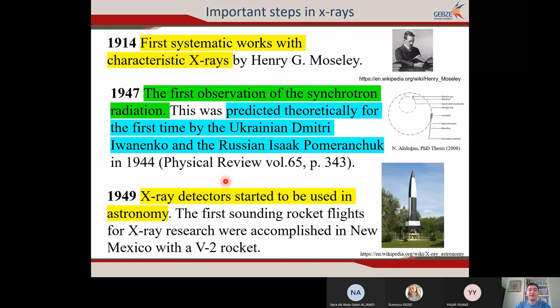In 1949, X-ray detectors started to be used in astronomy to get the X-rays coming from other planets and stars and from space. Since Earth's atmosphere absorbs the X-rays coming from space, you have to put the X-ray collecting detectors in space. So this was done for the first time by using rocket flights.